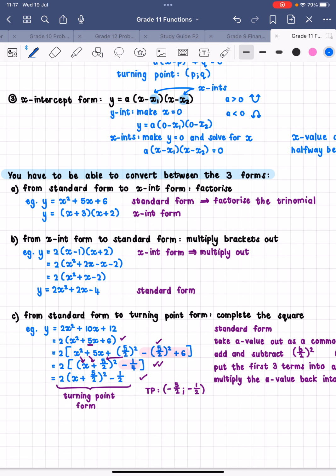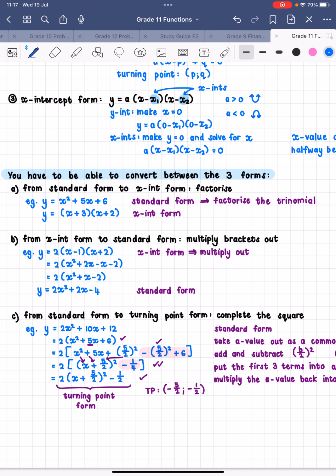Alright, so I've done some examples here as well. So the first type there, from standard form to x-intercept form. Guys, x-intercept form is just the factorized version of standard form. Right? Standard form is a trinomial. When you factorize a trinomial, you get those two brackets. That will give you your two x-intercepts. So if they are asking you to do that, you would simply have to factorize that trinomial.